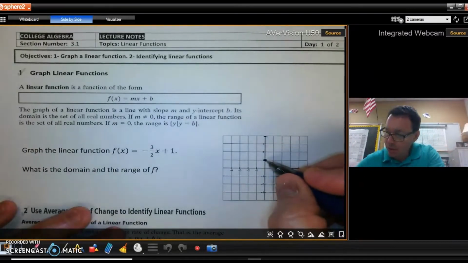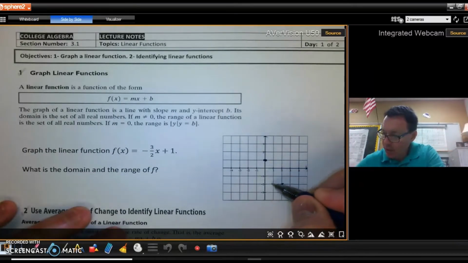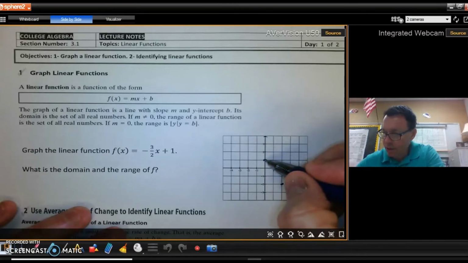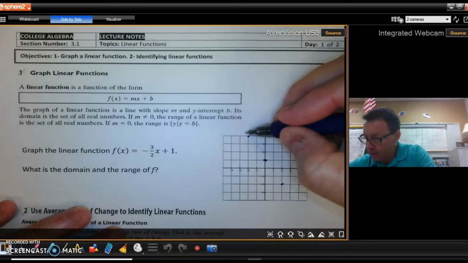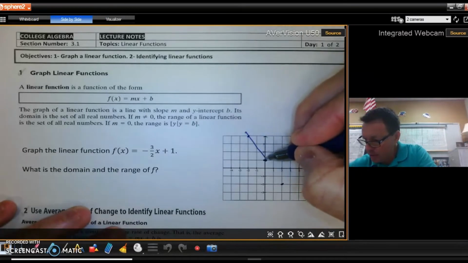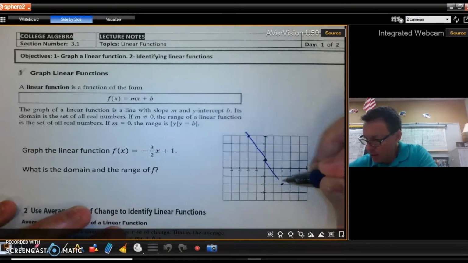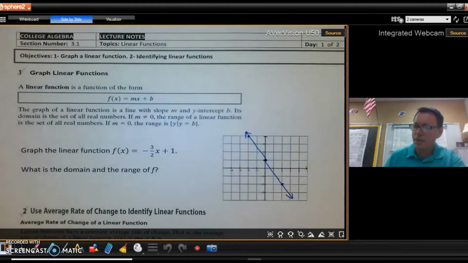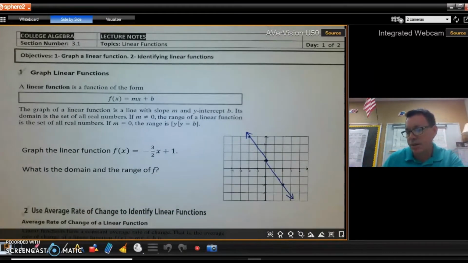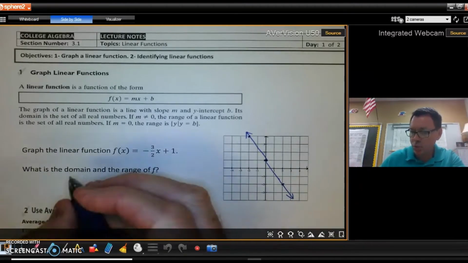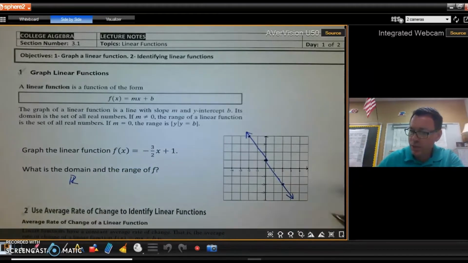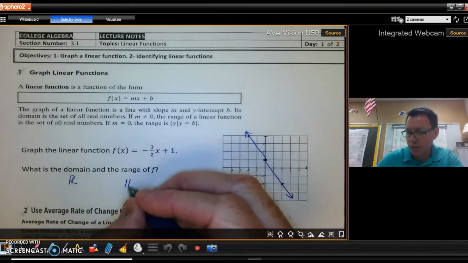I could also go, what did I go? Down 3, right 2. I could also go up 3 and then left 2, and that'd give me a third point even. But to the best of my ability, I'm going to try to make somewhat of a straight line out of those. Okay? So that is the graph of that function. The domain and range, well, you can easily tell that the domain would be all real numbers, and the range is also all real numbers.